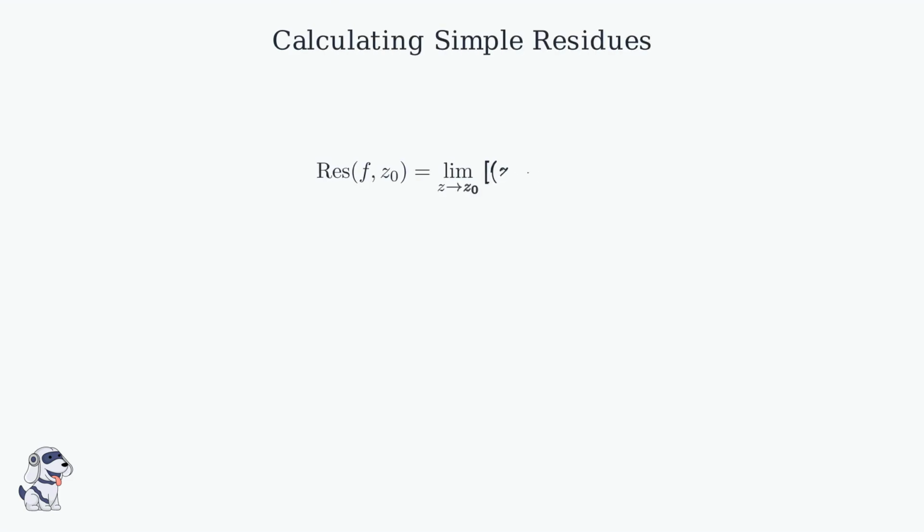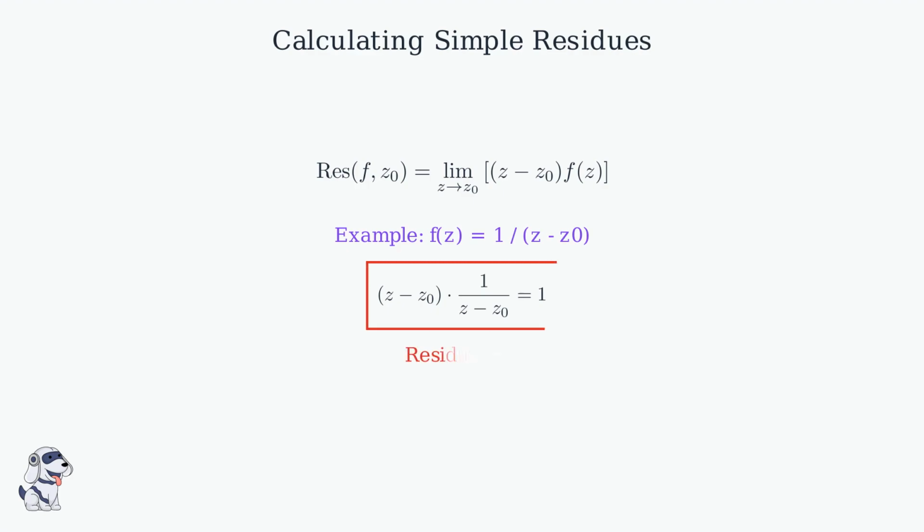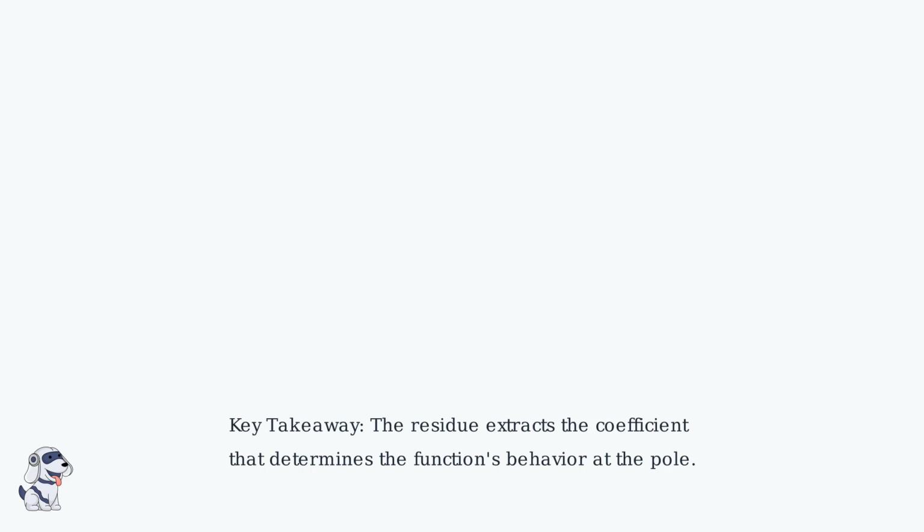To find the residue at a simple pole, we use this elegant limit formula. It essentially mutes the part of the function that blows up at that point, allowing us to see the constant value left behind. When we multiply our function by the term that creates the pole, the singularity vanishes. For this simple case, we are left with the value of 1. This constant value is our residue. It represents the strength of the function's behavior at that specific pole. Remember, the residue acts like a localized fingerprint of the function near the singularity.